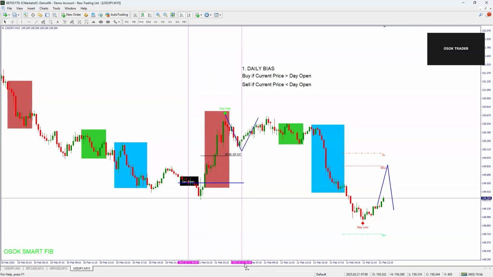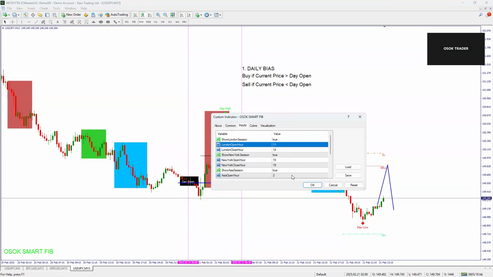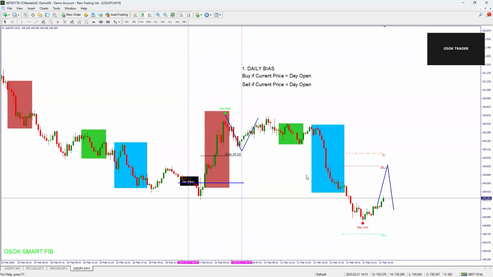As you can see, it's like 6 a.m. in the morning, meaning it's within the London session. The session over here can easily be edited by you by going back to change the opening hours based on your time zone. I tried to make the indicator use your MT4 server time zone. So this would have been a nice trade to catch, like 60 pips or so, like 63 pips.